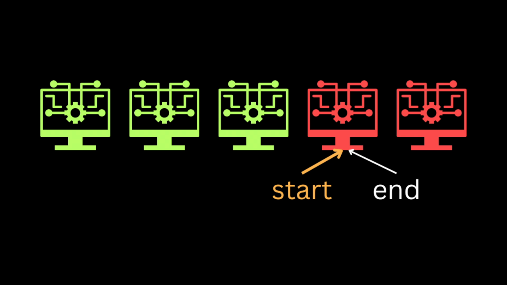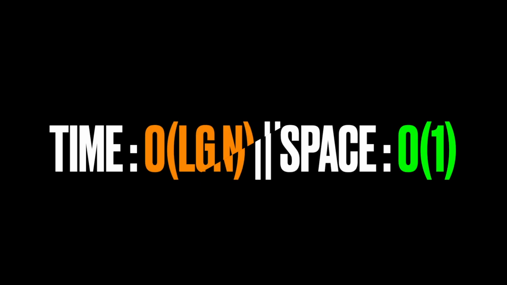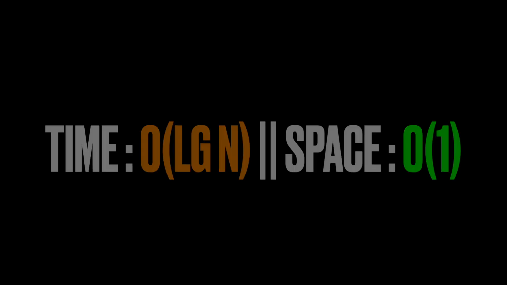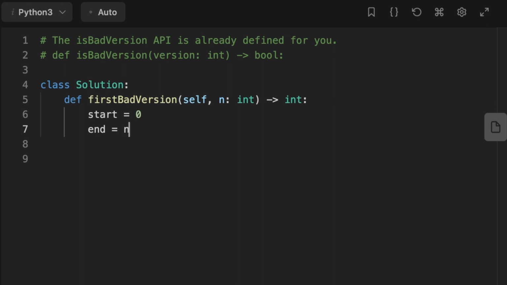After that, we return the start value, and the start value represents the first bad version and also the target. So the time complexity of the solution is O(log n) because we're using the binary search algorithm, and the space complexity is O(1) since we're not allocating extra space in memory. That's it guys, so let's jump into coding the solution.